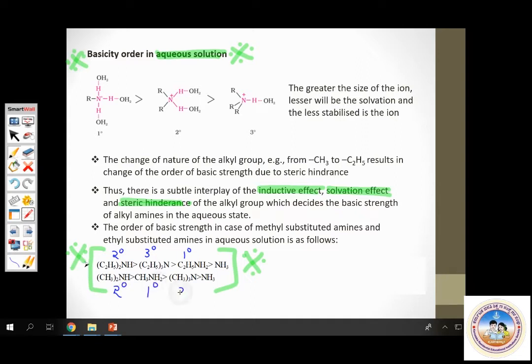So you have to be careful. This is the order in aqueous solution. Very important. Hope you have noted it down. Yes, let me proceed.